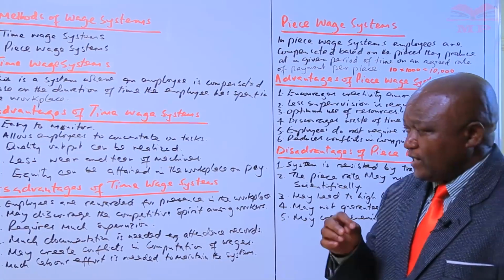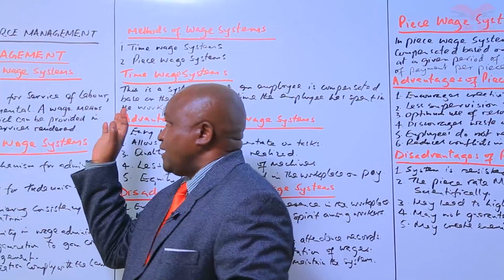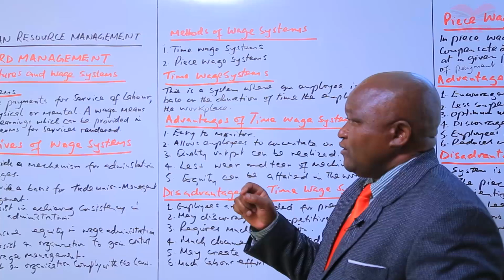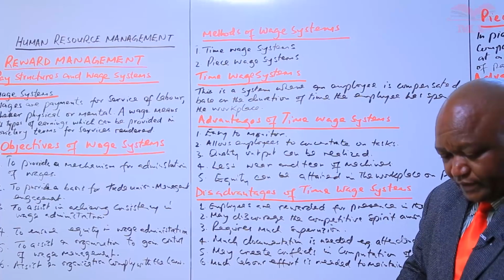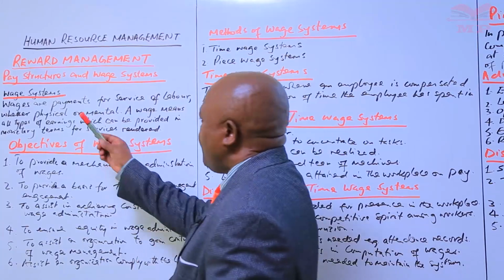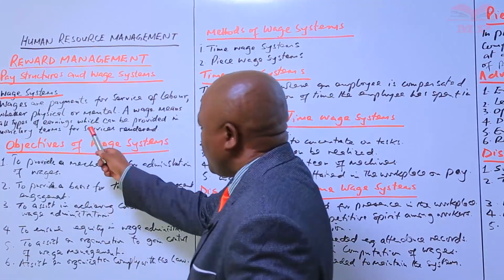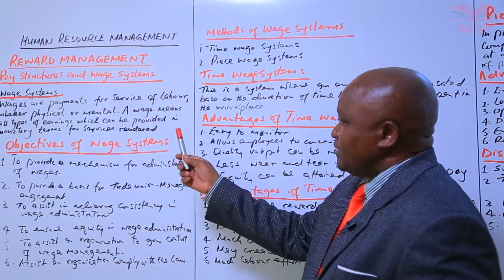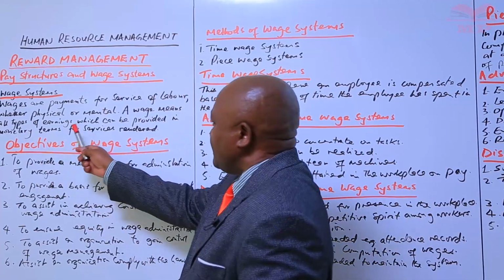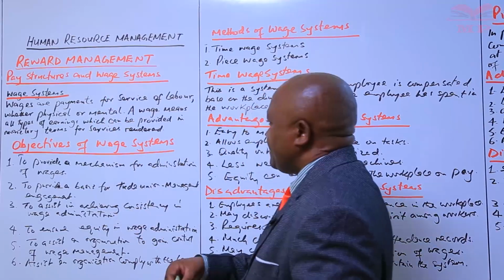So dear learner, in our lesson today, we have looked at pay structures and wage systems, and we have indicated that wages are payments for service of labor, whether physical or mental. A wage means all types of earnings which can be provided in monetary terms for services rendered.